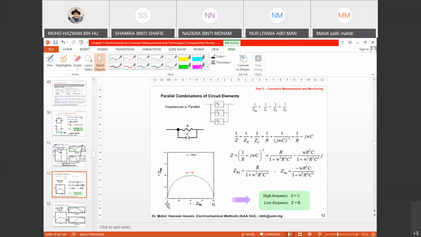It didn't have any solution resistance. Why? No Rs, because the point actually starts from the origin. So you only have one resistor, and one capacitance, maybe because we cannot see the capacitance from the Nyquist plot.